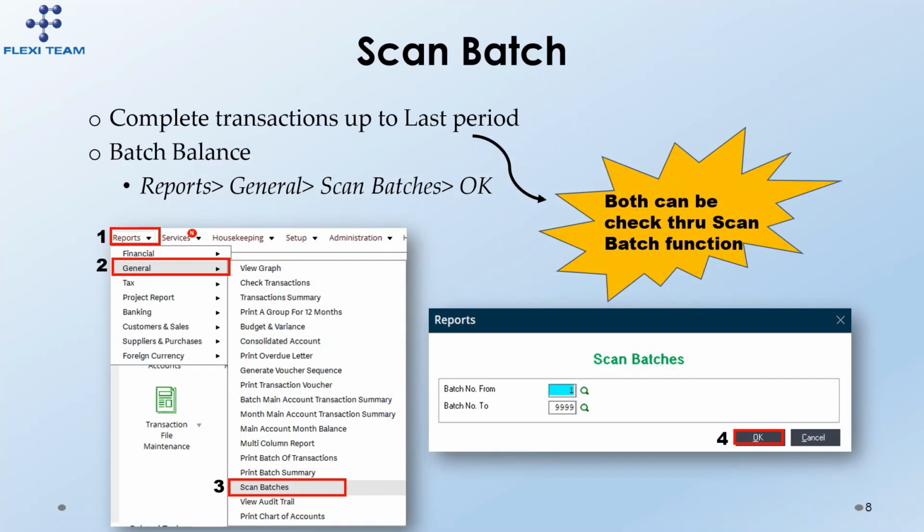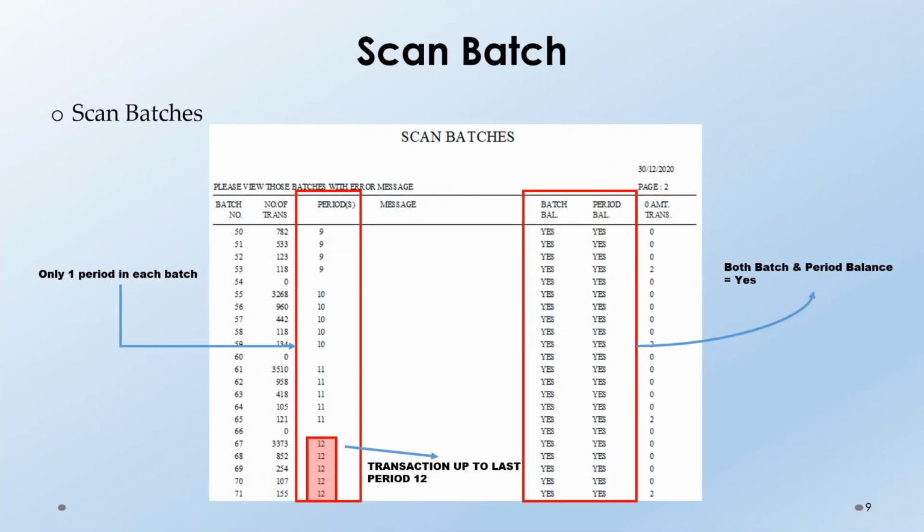The next step is scan batch, to make sure transactions are complete up to the last period and the batches balance. We can go to Reports, General, Scan Batch and OK. After scan batch, we need to know the batches are normal and correct. We can check through the scan batch result. It is important to check that there is only one period in each batch up to the last period, 12. Besides, check that all are yes in both batch and period balance.